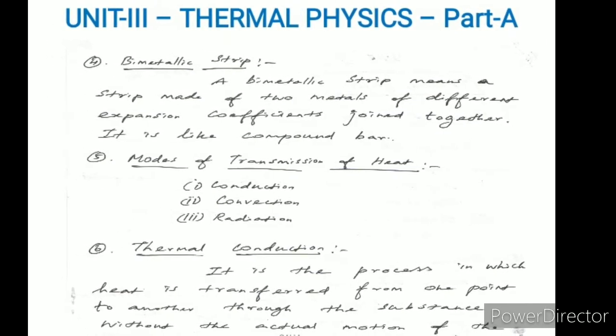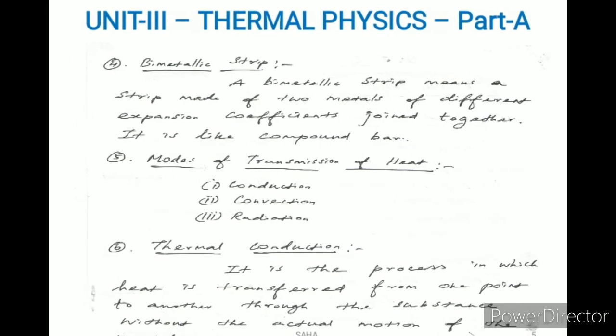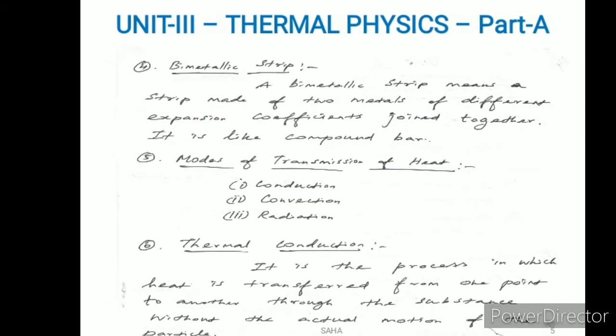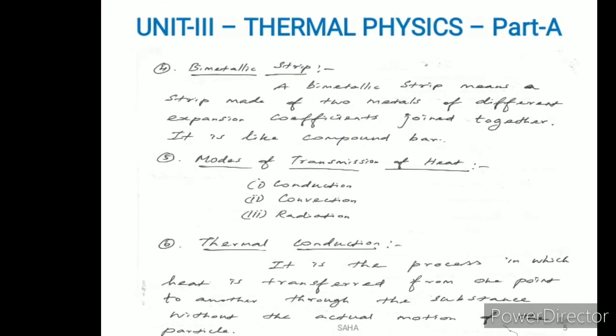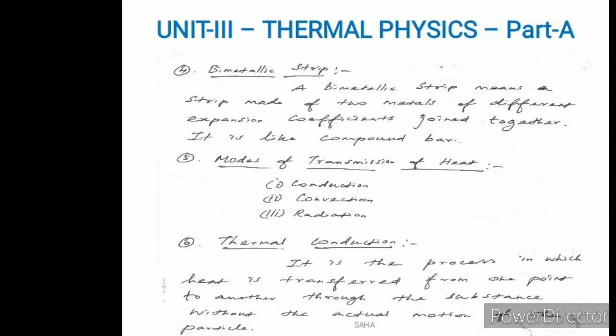Fourth question, bimetallic strip. A bimetallic strip means a strip made of two metals of different expansion coefficient joined together. It is like a compound bar. Fifth one, modes of transmission of heat: conduction, convection, radiation. Sixth one, thermal conduction. It is the process in which heat is transferred from one point to another point through the substance without actual motion of the particles.